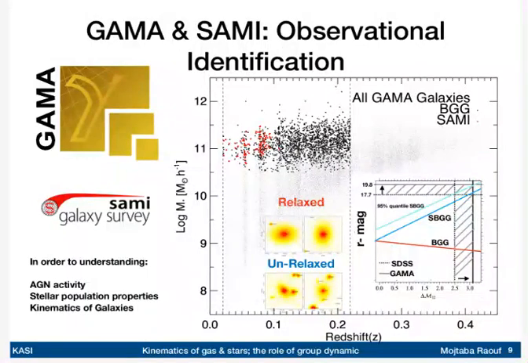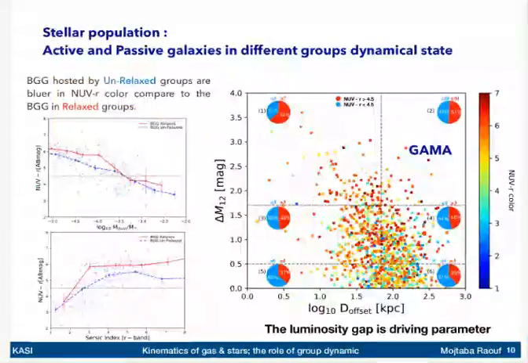In order to understand the age and activity, stellar population properties, and the kinematics of galaxies, I just focus on the kinematics of galaxies, which is more relevant to the context of this workshop. So let's start with the stellar population properties.